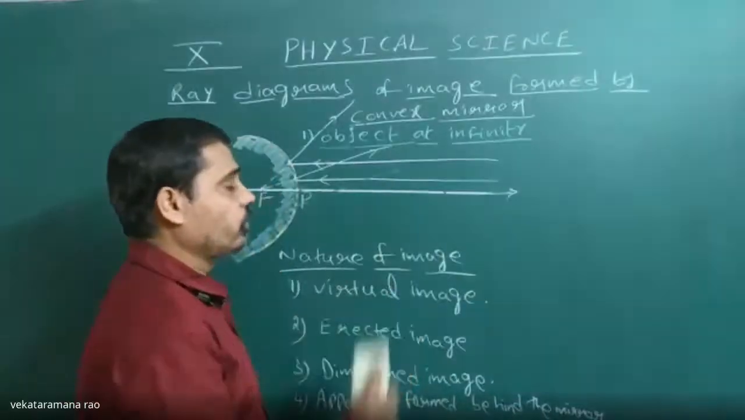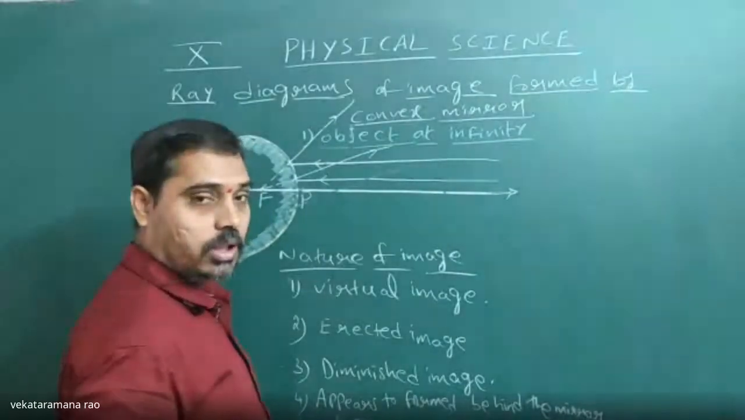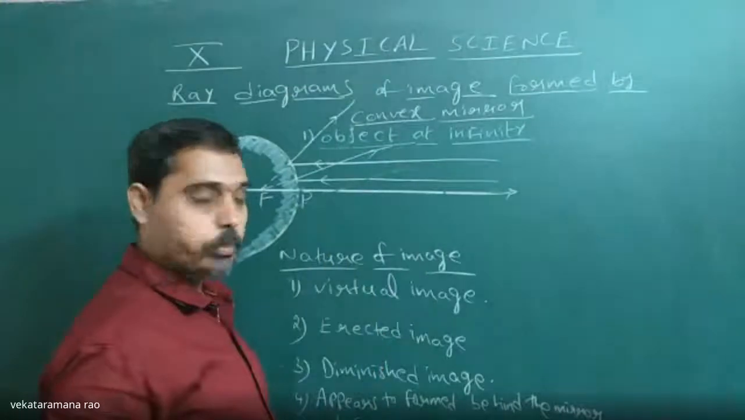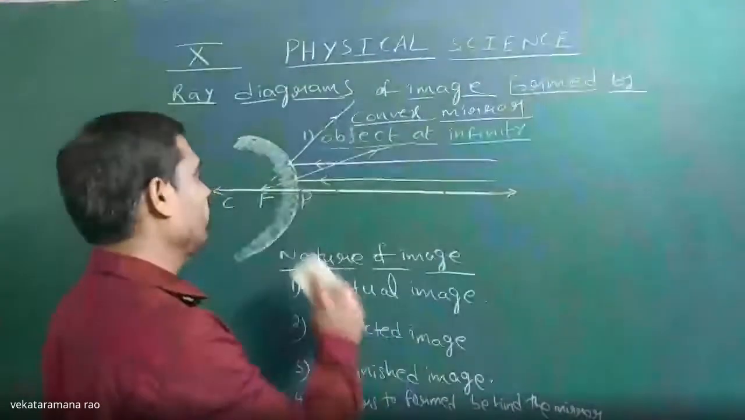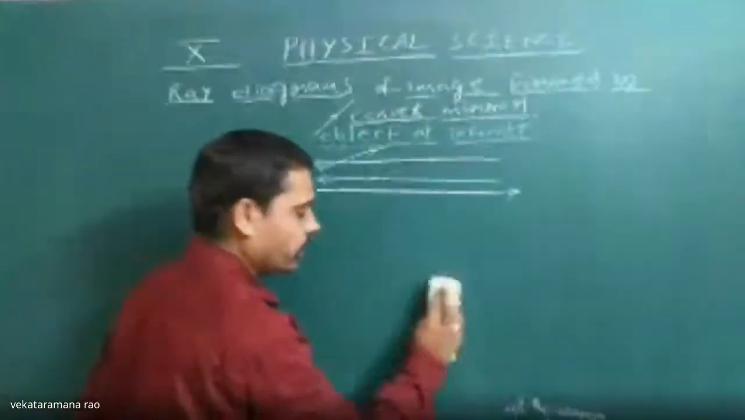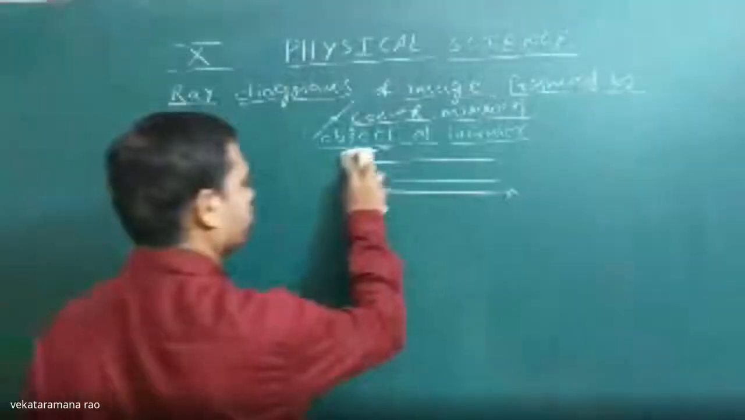Now let us go for the second object position. What is the second object position? The object will be in front of the mirror, that is, between P and infinity. In that case, how will the image form and what is the nature of the image?